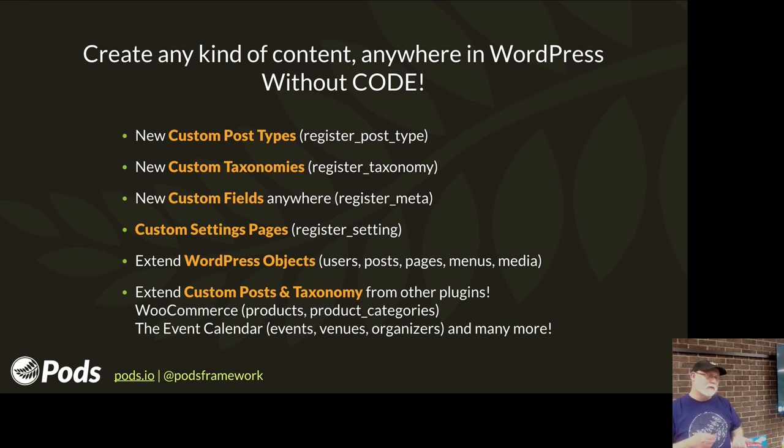You can also extend WordPress objects, so you can take users and extend them and add fields to them. You can do the same thing with post pages, menus, and media. You can take other existing custom post types and taxonomies created by other plugins and extend those as well. So like for WooCommerce, you could add additional fields to the products or the product categories. For The Events Calendar, you could modify the events, the venues, and organizers, and pretty much anything else.